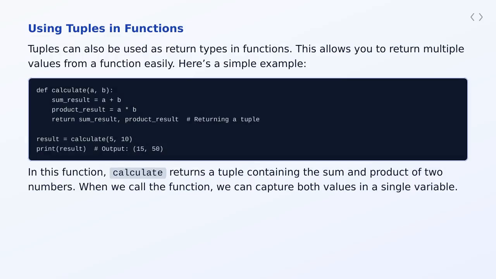Now, using tuples in functions. Tuples can also be used as return types in functions. This allows you to return multiple values from a function easily. Here's a simple example. Walk through the function definition shown in the code example. In this function, calculate returns a tuple containing the sum and product of 2 numbers. When we call the function, we can capture both values in a single variable.